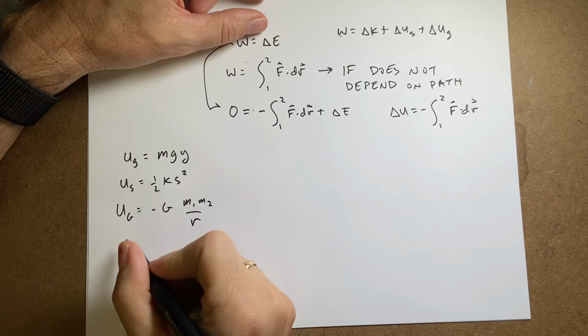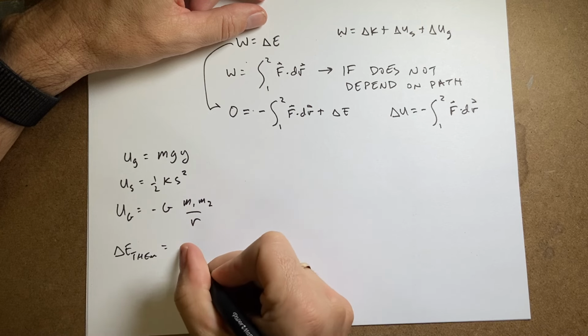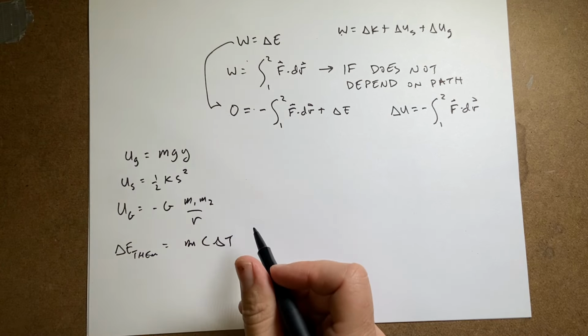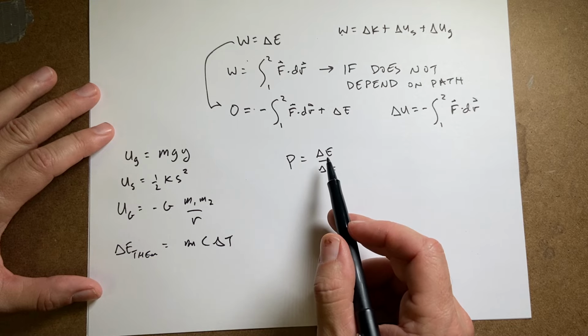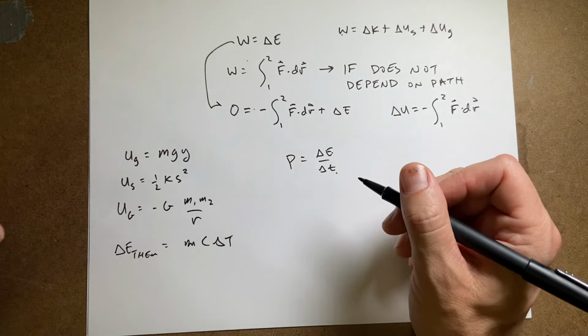We do have other types of changes in energy. Delta E thermal is mc delta T, the change in temperature. I don't think that's a huge idea. It's kind of cool, but I should say power. Power is the change in energy with respect to time. This is the rate that you do work, or the rate that you change energy, and if that's joules and that's in seconds, this is in watts.